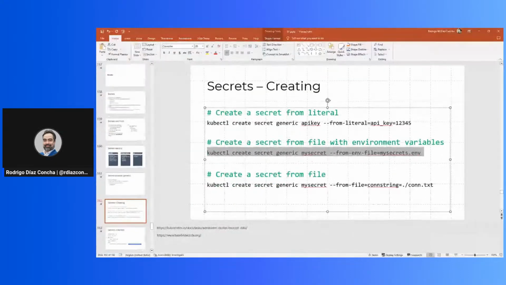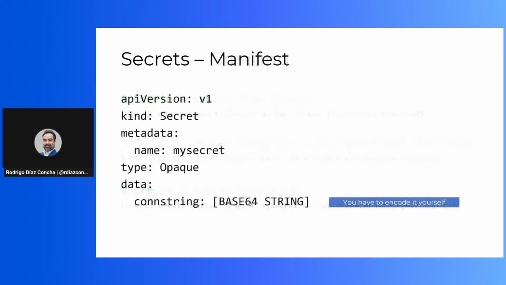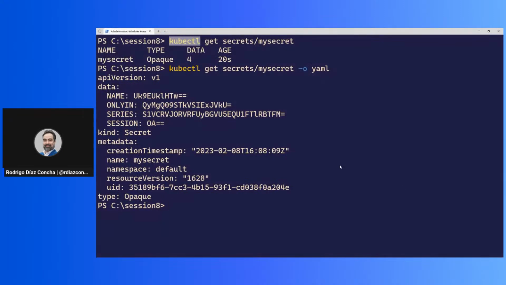Just to be perfectly clear about that. Because I mentioned before that you have to encode it yourself, yes, that's true for the declarative way. However, I'm using the imperative way, right? By using kubectl create. Anyways, I have name only in series and session. And as you can see, those values are encoded in base64. So we can actually verify this.